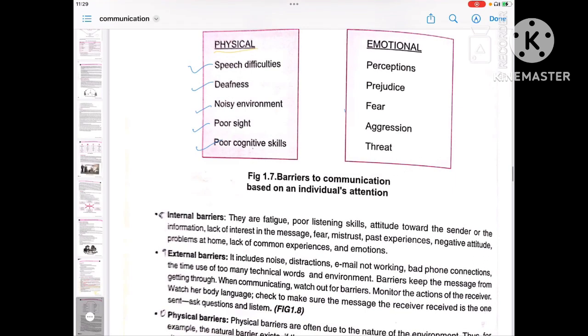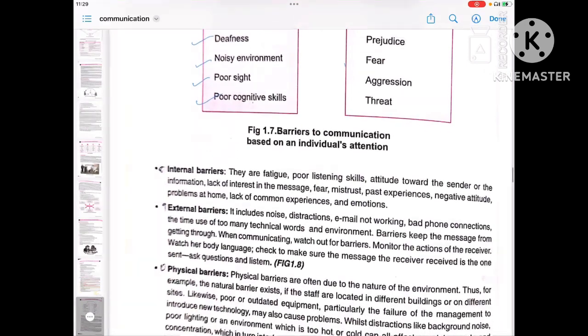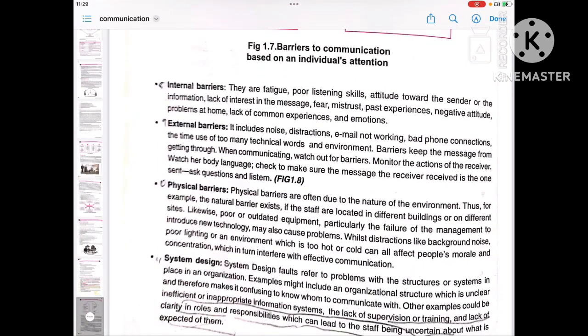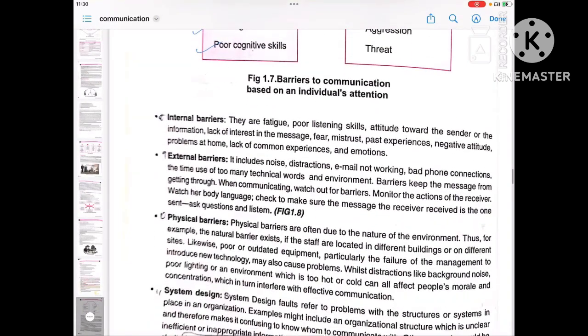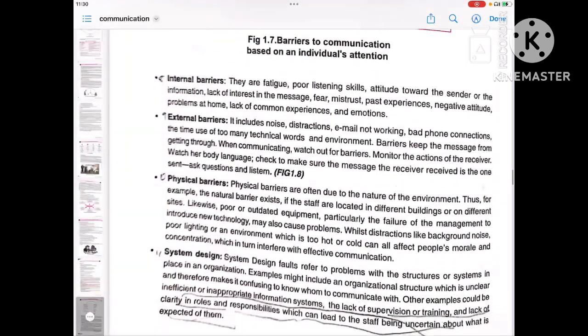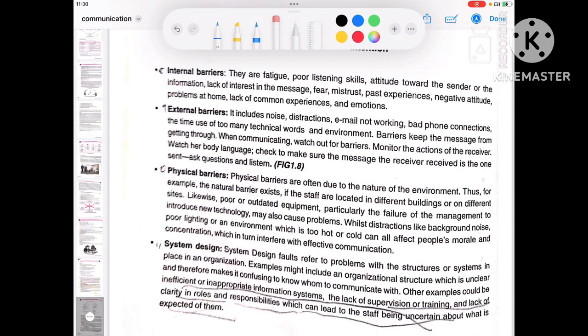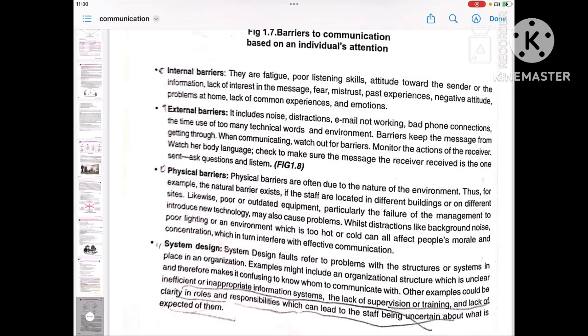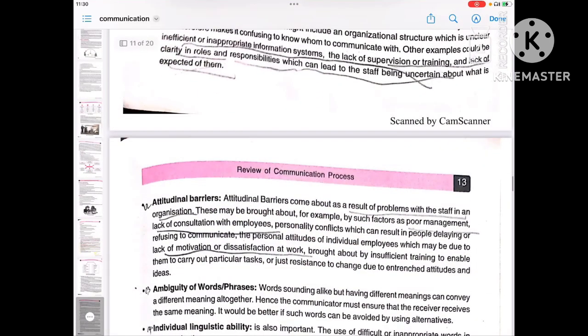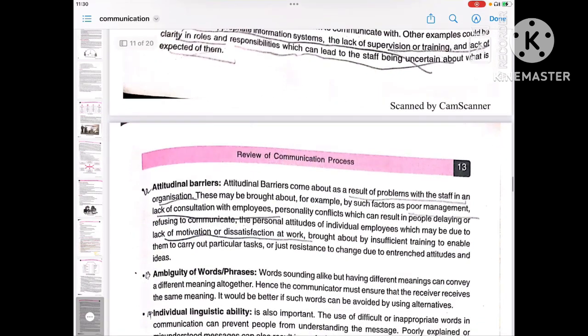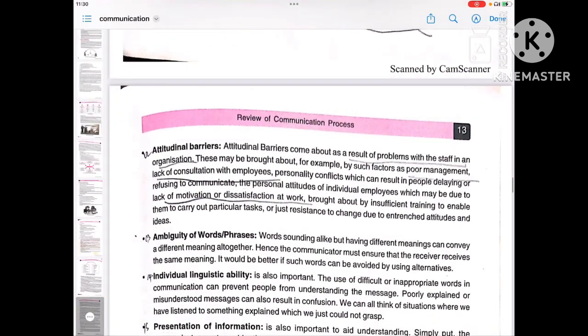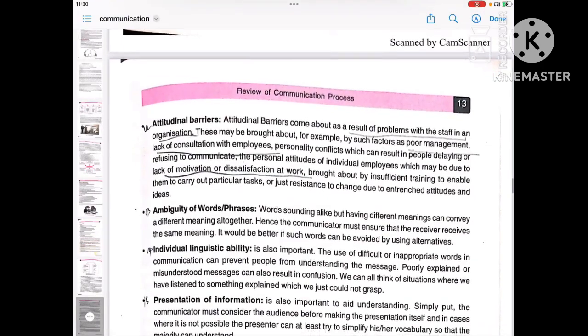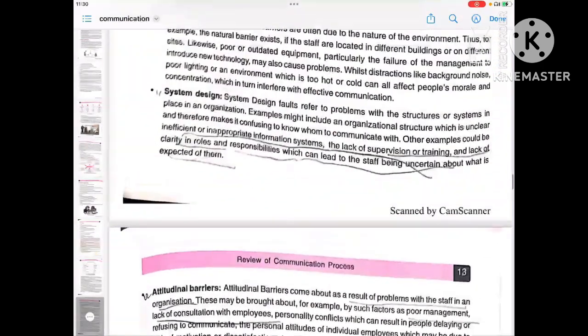This is based on individual attention. Some barriers are also given according to individual attention. So these are barriers to effective communication. We have seen physical and emotional barriers. Next are internal barriers and external barriers. Physical barriers and system design come under those, then attitudinal barriers, ambiguity of words or phrases, individual linguistic ability, and presentation of information. Let's see all these things.